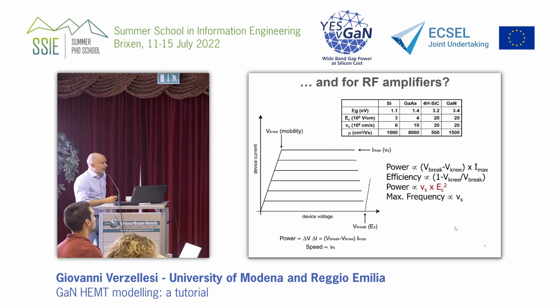What about RF amplifiers? The RF output power is basically proportional to the product of the voltage and current swing. The current swing is from zero to I max. The voltage swing is from the maximum, the breakdown voltage, down to the so-called knee voltage. To improve power, you have to increase I max, increase the breakdown voltage, and keep the knee voltage low.